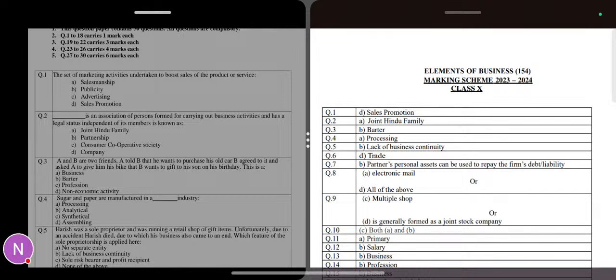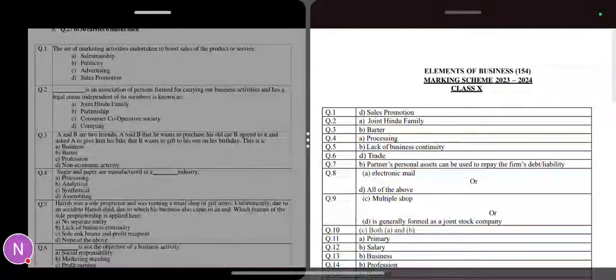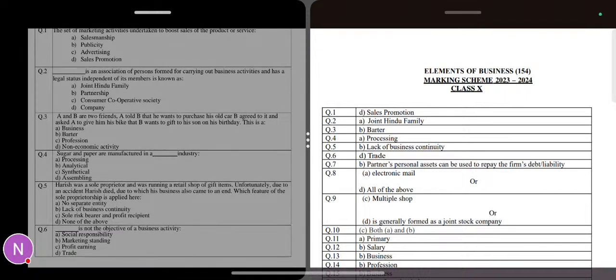Next, fourth question. Sugar and paper are manufactured in a dash industry: processing industry, analytical industry, synthetical, or assembling. So sugar and paper are manufactured in a processing industry.